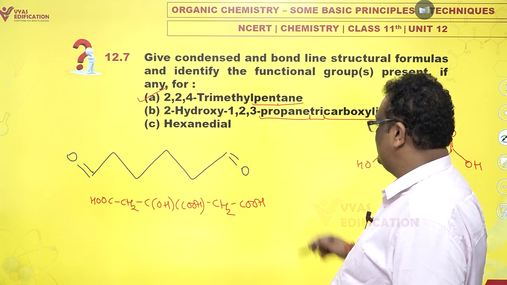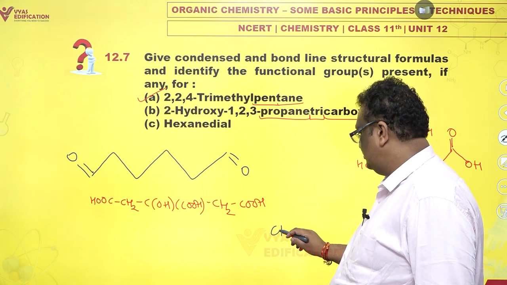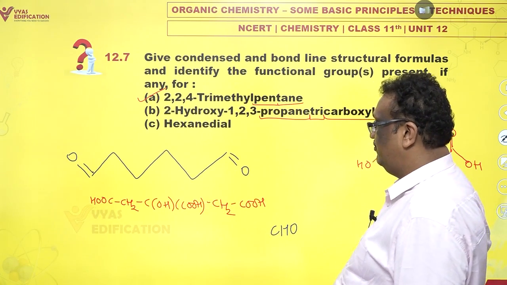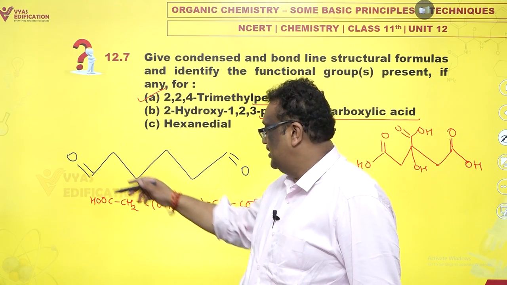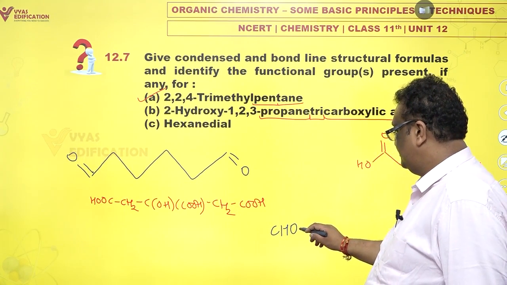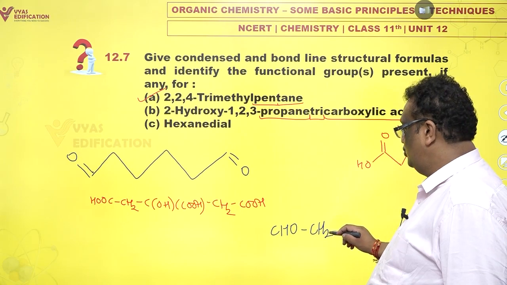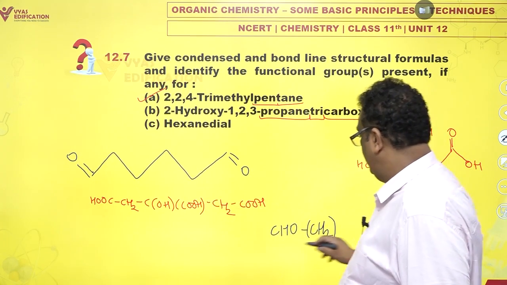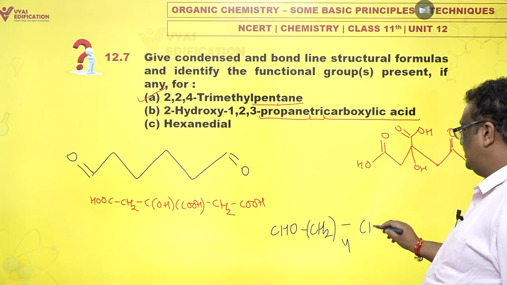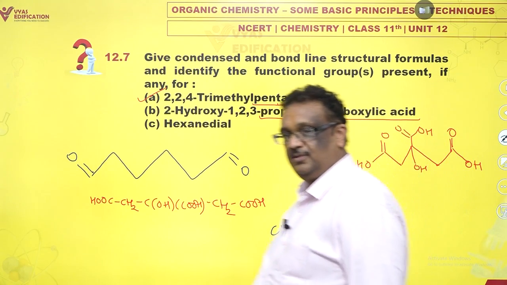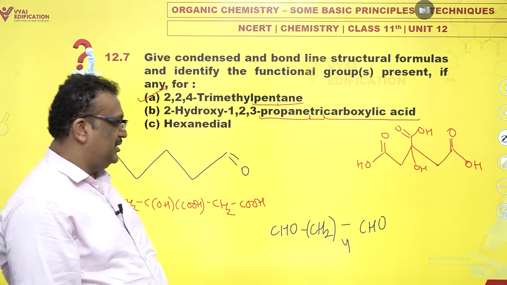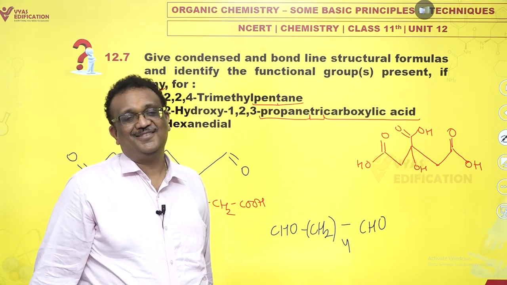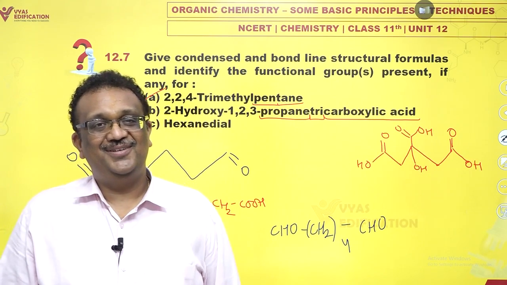You could also write it. It is CHO, that is the aldehydic group. Fine. And then you have CH2. If you want, you could write it 1, 2, 3, 4, 4 times, and CHO like this. If you are more enthusiastic, you can go on repeating CH2s. That is not advisable. Just write it like this. This is the condensed formula.